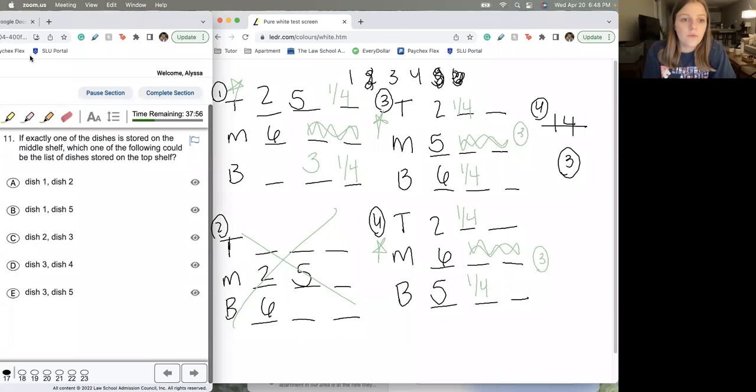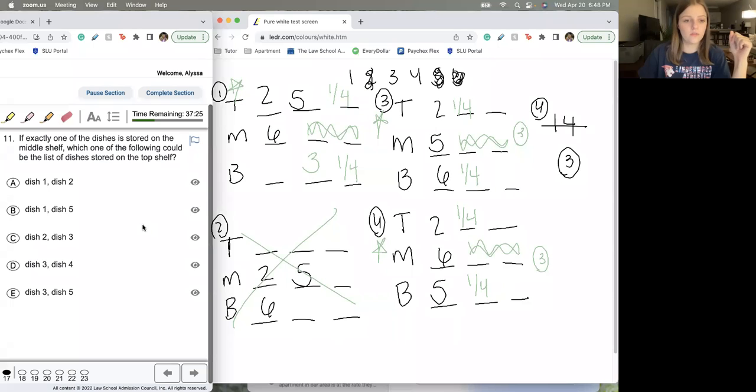So now we're looking for which one of the following could be the list of dishes stored on the top shelf. Okay, so again, this is very similar to that other question. I can't remember which one it is, but in order for us to pick our answer choice, it has to be those only 2. So all of our answer choices are containing 2 dishes. It has to be those 2 and no one else.